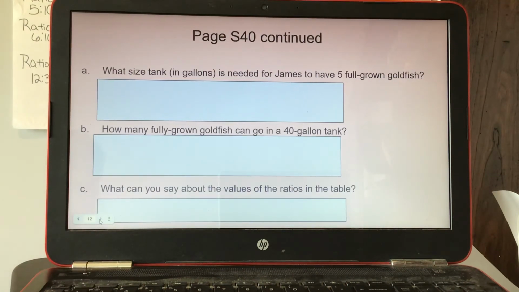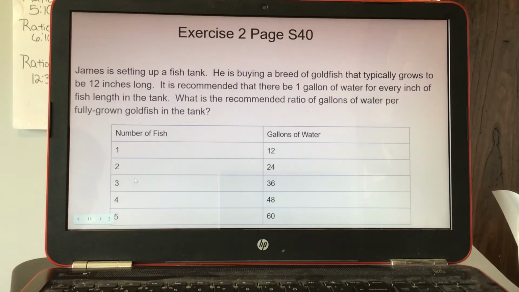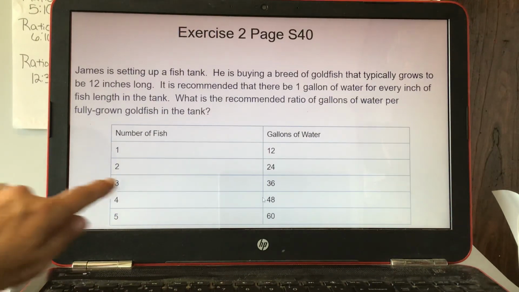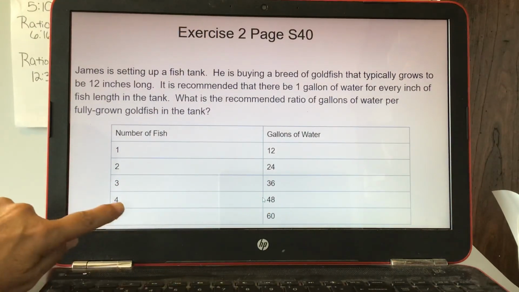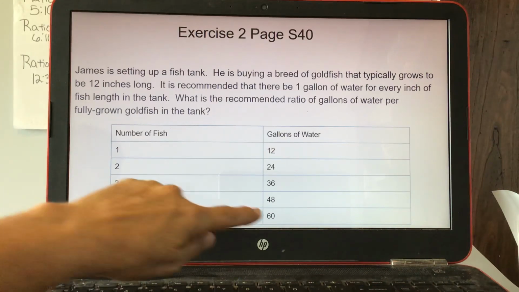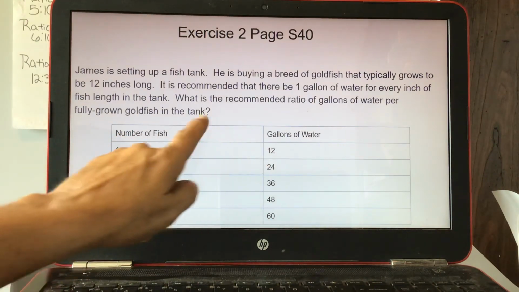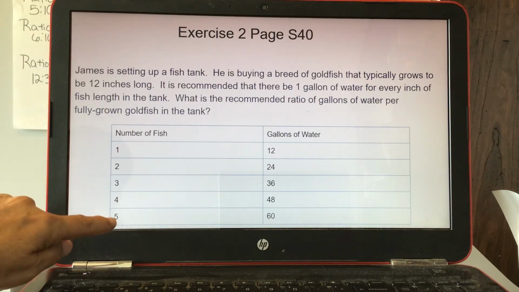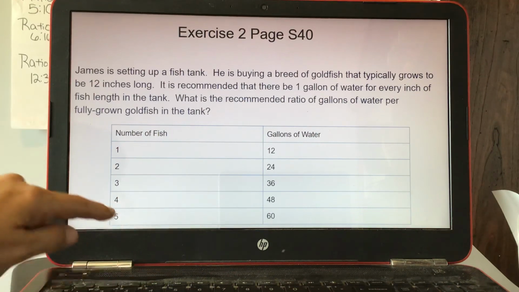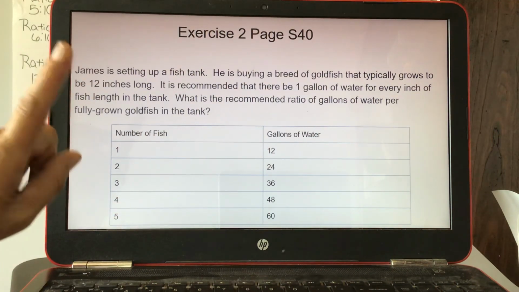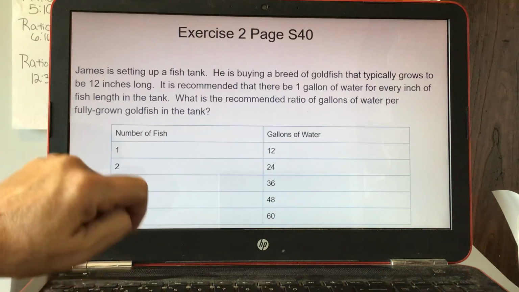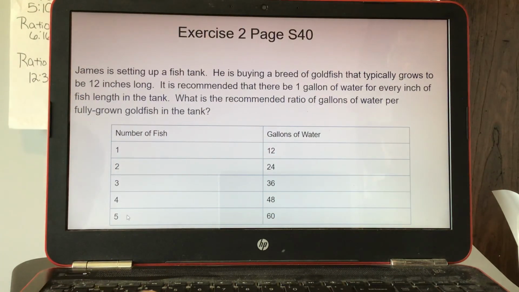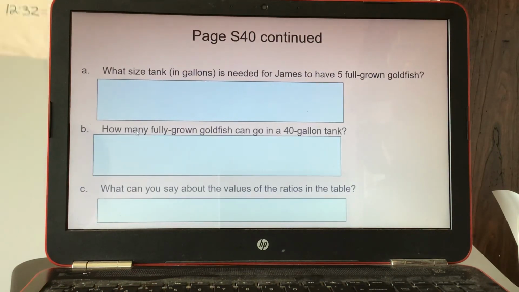C, what can you say about the values of the ratios in the table? Again, we went over that. If I take each one of these and make them into a fraction and I divide them or reduce them, they're all going to reduce back to 1 to 12 or 1 over 12. Let's just take number 5 as an example. 5 fish. So 5 over 60, you make it a fraction. 5 goes into 5 one time, 5 goes into 60 12 times. So there it is. They're all equivalent ratios. They have the same value. Okay, and I think that's it.